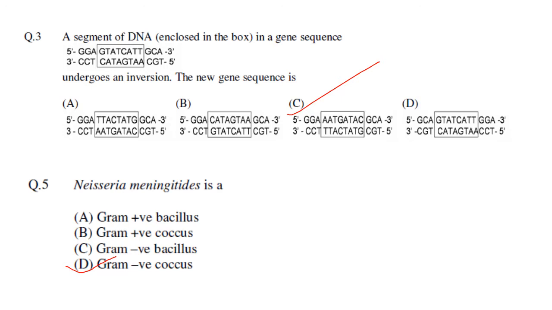Then Neisseria meningitidis is a gram-positive bacillus, gram-positive cocci, gram-negative bacillus, or gram-negative cocci. Answer is gram-negative coccus.